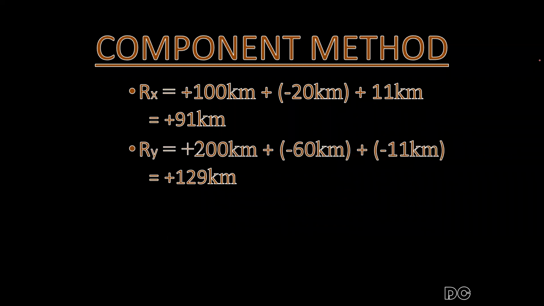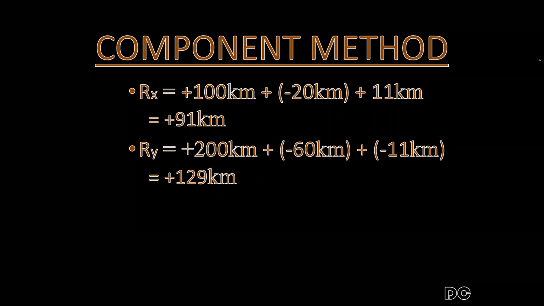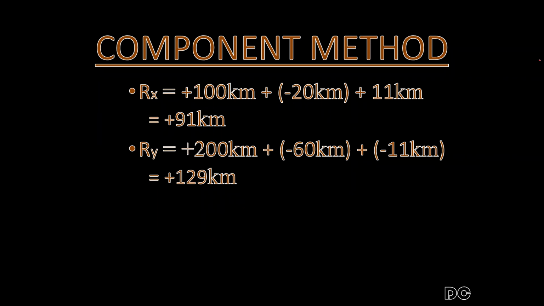Okay, take note, always indicate the sign, whether it is positive or negative. So positive 91 kilometers and positive 129 kilometers. Why do we have to indicate the sign? Because we will use this sign to identify in what quadrant our angular direction lies. Gagamitin natin ito na sign para malaman natin kung nasang quadrant ang ating resultant.